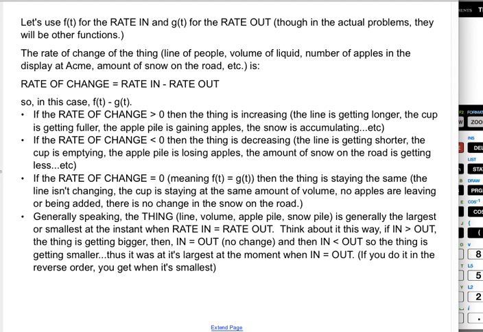If the rate of change is less than 0, meaning the rate out is bigger than the rate in, then the thing is decreasing. The line is getting shorter, the cup is emptying, the apple pile is losing apples, the amount of snow on the road is melting, like it's getting to be less, right, etc.